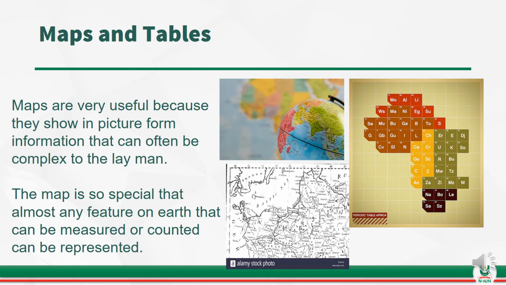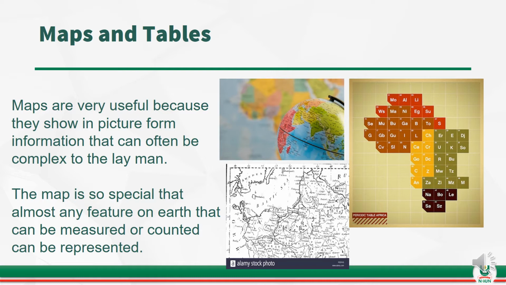Now, people often see the globe as the best model of the earth, but it does not allow a person to look at the whole earth at the same time. A map can be spread on a table and the whole earth can be seen at a glance.